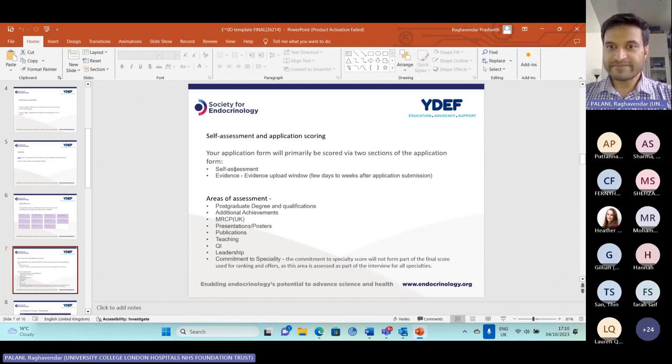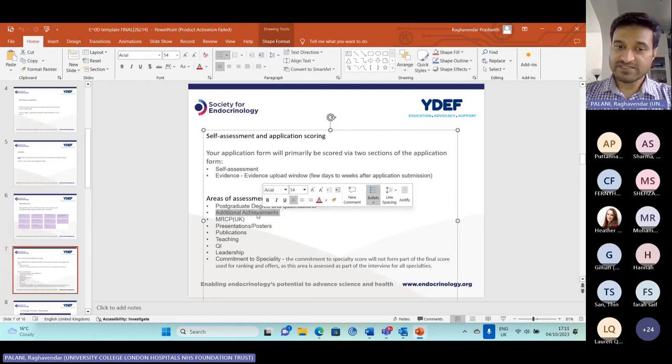You score yourself based on all of these areas of assessment, and then you give yourself marks for each individual one of them. For example, the areas of assessment include if you have had a postgraduate degree and qualification, you can assess yourself and give yourself some score for that. Any additional achievements, for example, if you have had any grants or awards, you can put that here. CPUK obviously carries its marks.